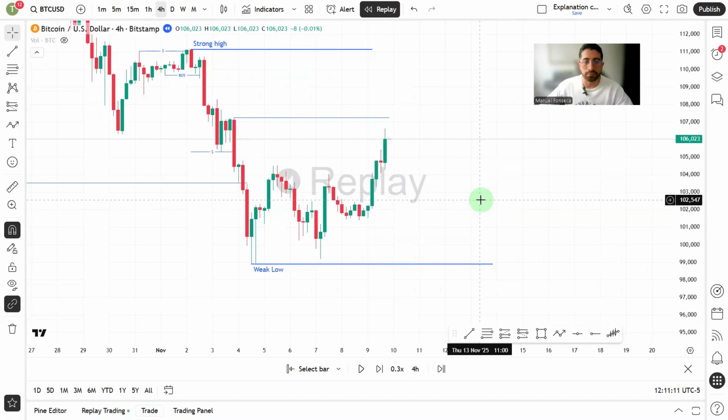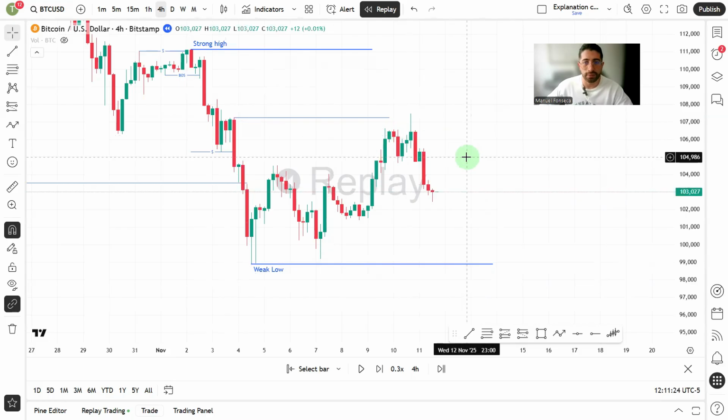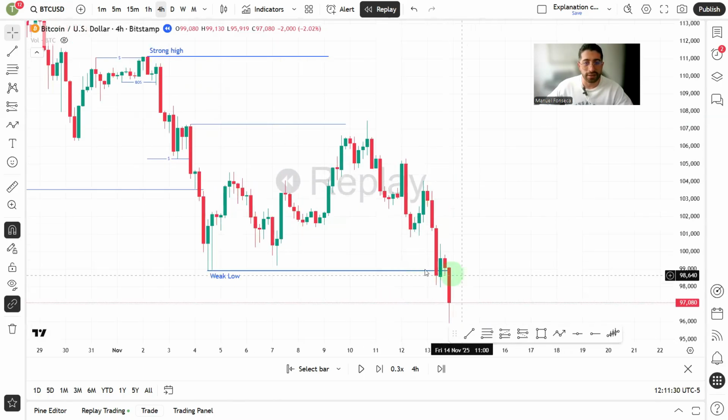This is just inner market structure. So look, it reacted, as I said before, to this imbalance right here. And now it's reacting to this order block. Let's see what happens. Oh gosh, I didn't want it to make this that evident, but let's see.